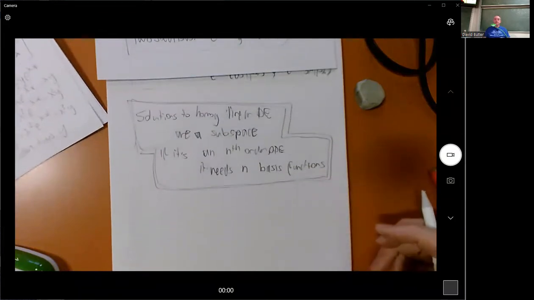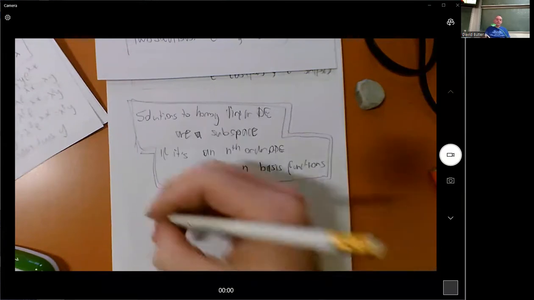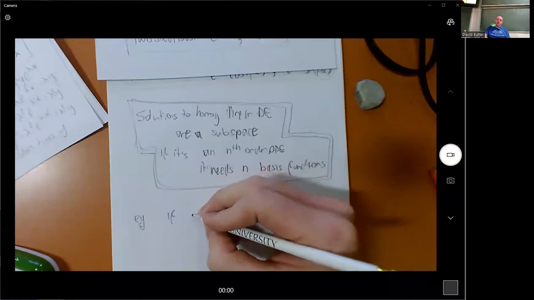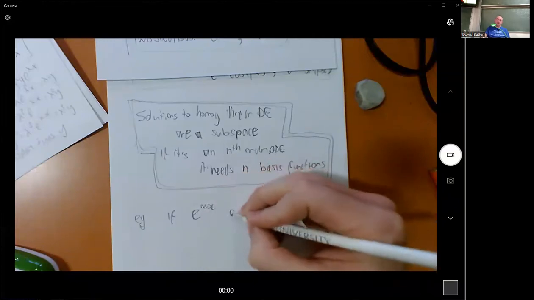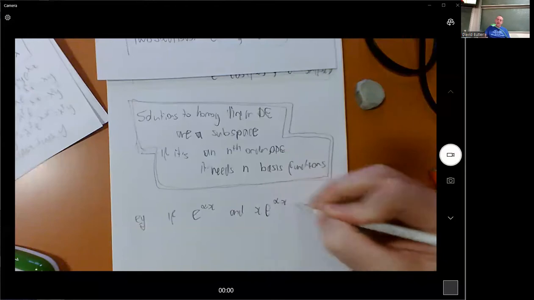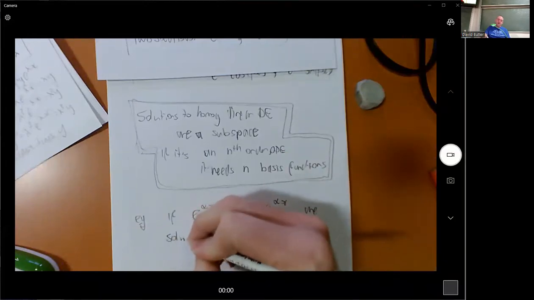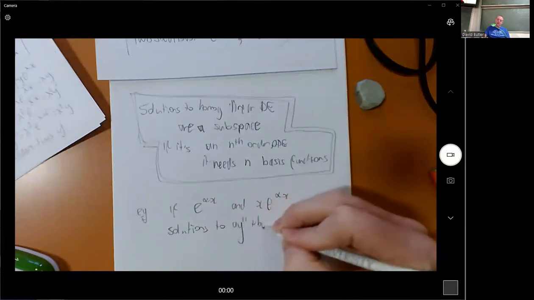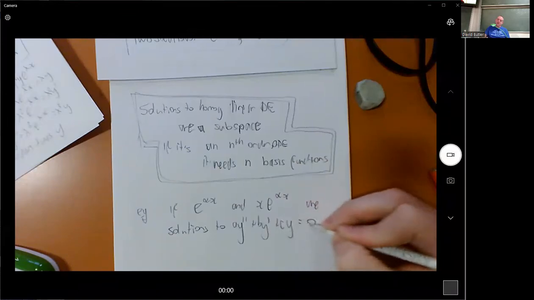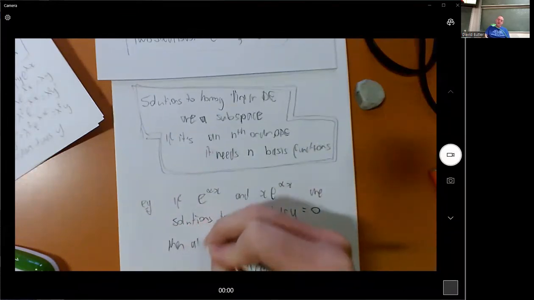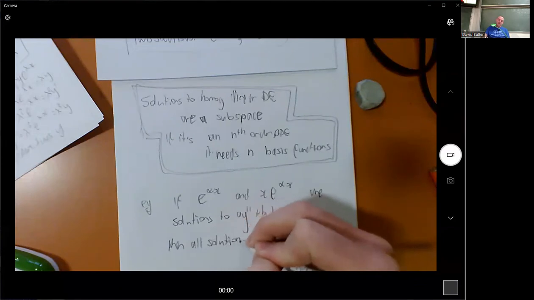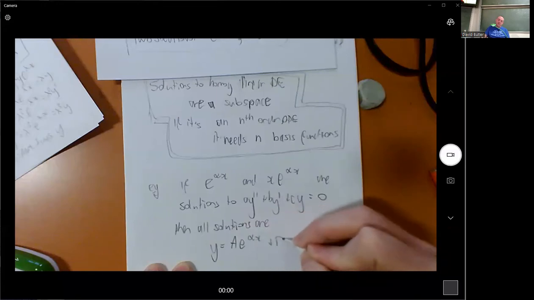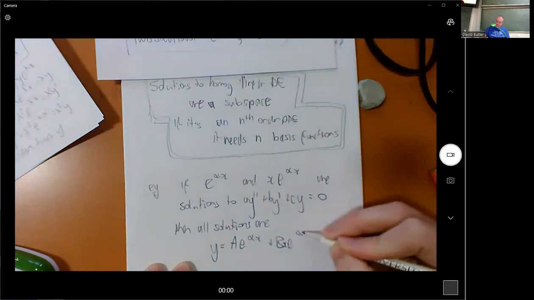So e.g., if e to the alpha x and x e to the alpha x are solutions to a y double dash plus b y dash plus c y equals 0, then all solutions are y equals a e to the alpha x plus b x e to the alpha x.